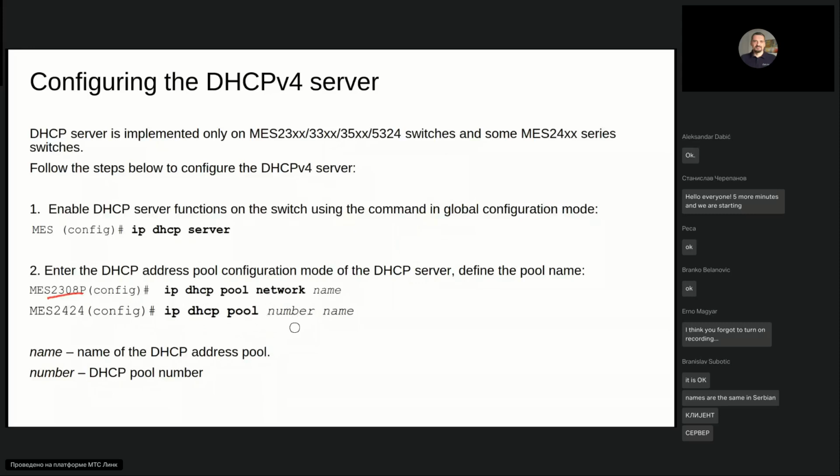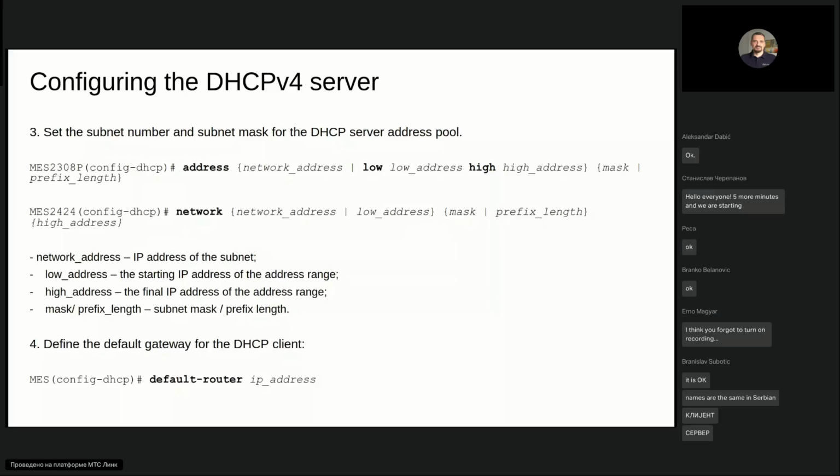The main identifier of the pool will be the number of the pool, and the name is more like a description, a commentary. Then, in the DHCP pool configuration mode, we should configure the actual address pool, so the actual collection of addresses.